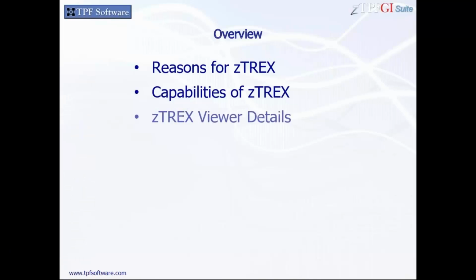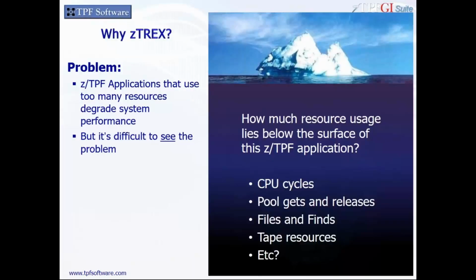Let me explain why we need zTREX. Basically, TPF application programmers code a lot of application programs, but they don't know what kind of resources they are using, or whether system performance is affected or not. So zTREX is a tool which helps us to identify what kind of resources we are using during that time. So it helps us to optimize our coding process.